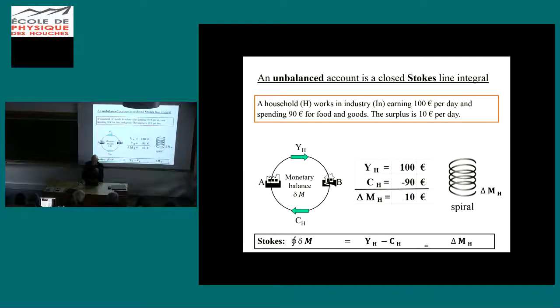It's a spiral. The spiral goes up by 10 euro every day. And if they mismanage, it goes down into deficit. So an unbalanced account is always an example for a Stokes line integral. It's a spiral, not a ring. So we can write this balance as dm equals ch minus yh, income minus costs. And that is delta m, that's the surplus. So this is a new view on accounting.